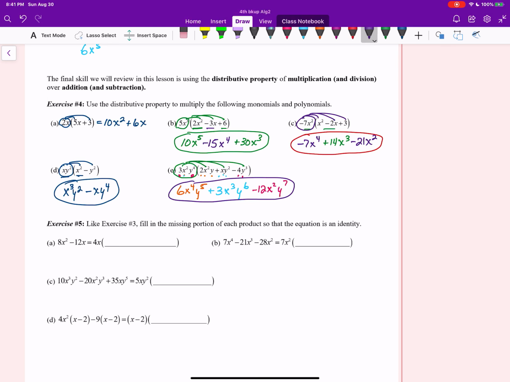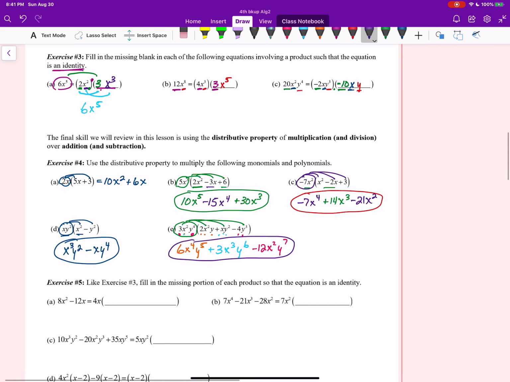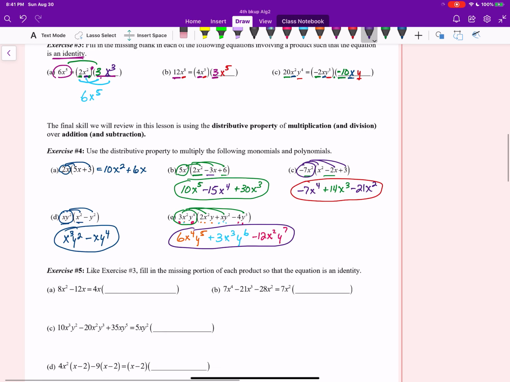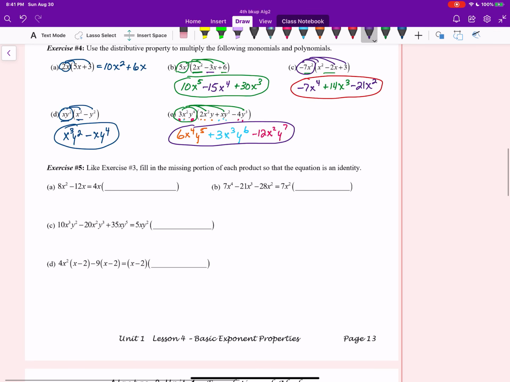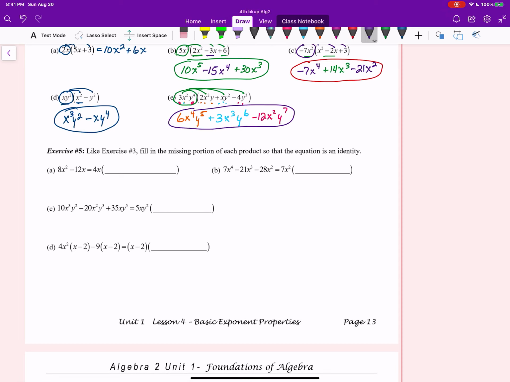And then for exercise number 5, we're going to do like we did in exercise number 3 at the top there, which was fill in the missing blank that will make the equation an identity. So we're saying to ourselves here, looking on the right-hand side, 4x times what is going to give us 8x squared? Well, 4x times 2x gives us 8x squared. And 4x times what will give us negative 12x? 4x times negative 3 would give us negative 12x. So 2x minus 3 belongs inside the parentheses.